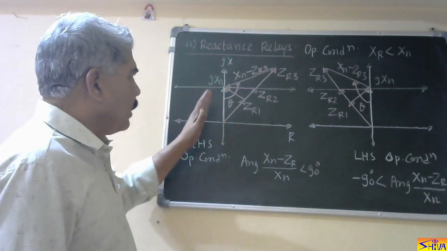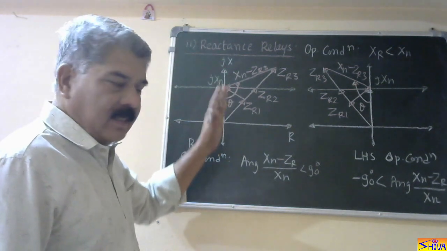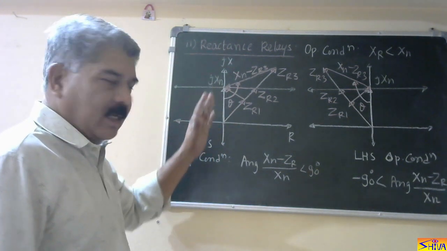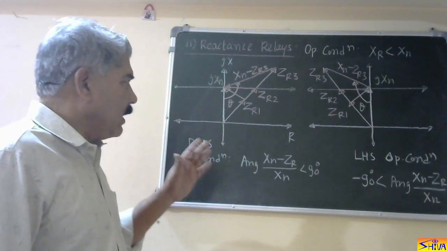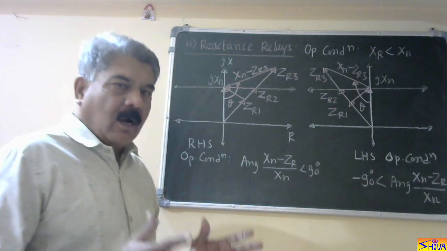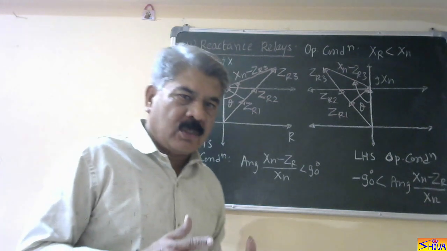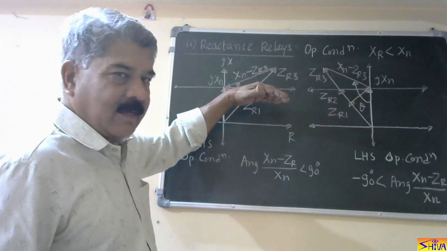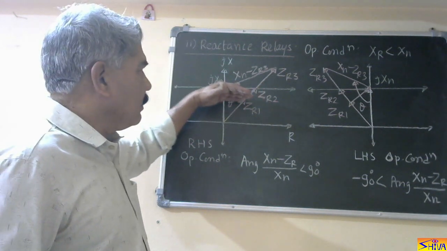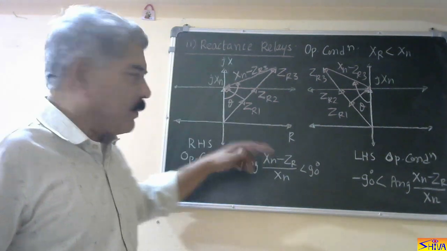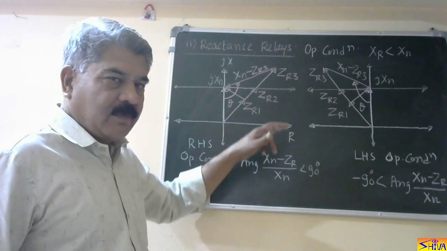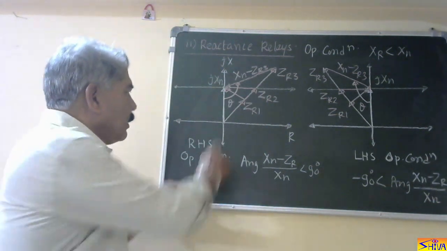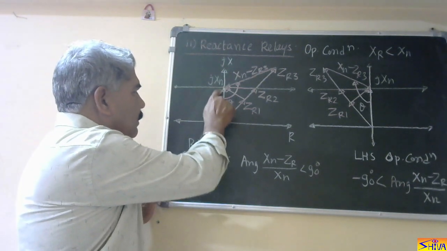Now if we consider the right hand side of this Rx plane, then in general, all the impedance vectors whose tip lies below this Xn line cause the operation. So this is the line. All the impedance vectors whose tip lies below this line will cause the operation of the relay. Now this is vector Xn.